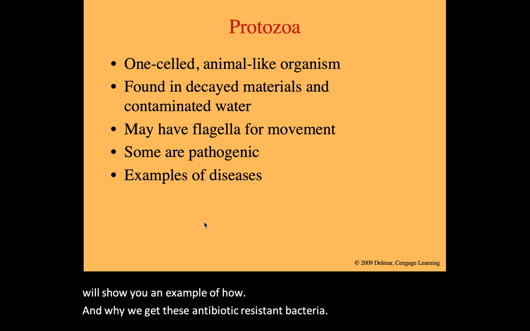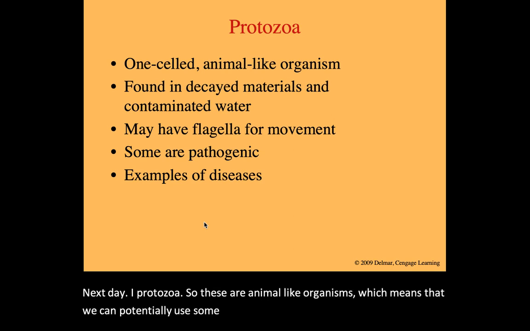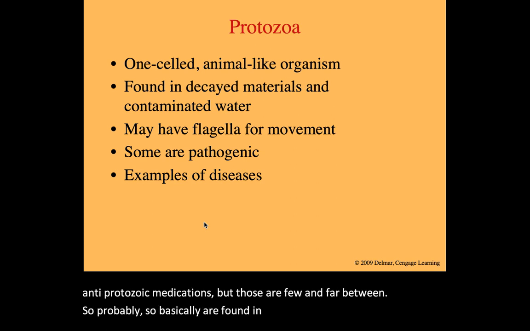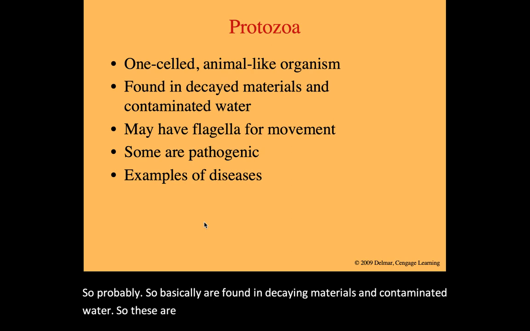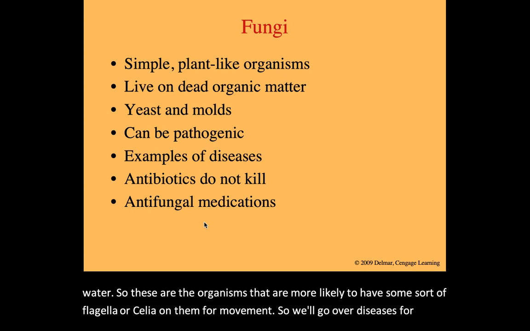Next, we have protozoa. So these are animal-like organisms, which means that we can potentially use some antibiotics to kill some protozoa. There's also anti-protozoic medications, but those are few and far between. So protozoa basically are found in decaying materials and contaminated water. So these are the organisms that are more likely to have some sort of flagella or cilia on them for movement. So we'll go over diseases for those in class.